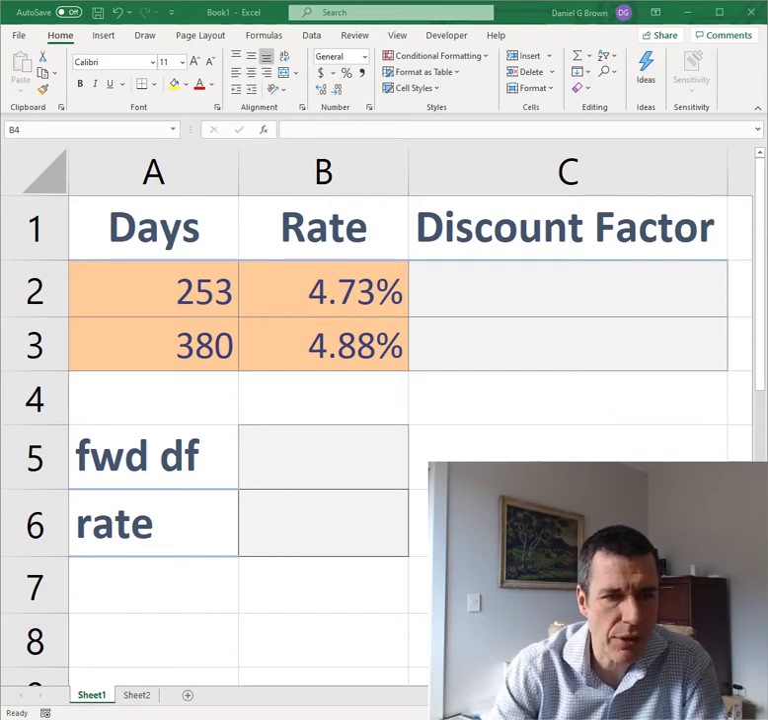So we have a rate for 253 days, that's 4.73. And we have a rate for 380 days, that's 4.88. And we want to know the continuously compounded rate between 253 days and 380 days.